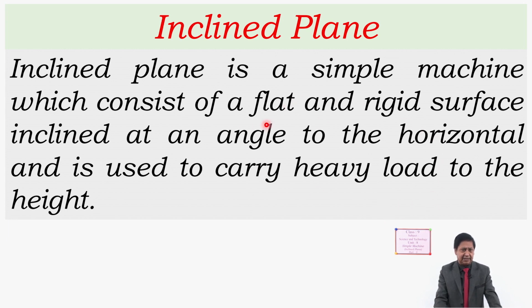Looking at this definition, have you noticed this? There are certain points highlighted. It is a simple machine and it consists of a flat rigid surface. We have to include all these in the definition and the definition becomes very good. See, it is a simple machine, it is a flat and rigid surface, and it always makes an angle with the horizontal and it is used to carry heavy loads. The use is also included in the definition. If we define it like this, the definition will be very nice.